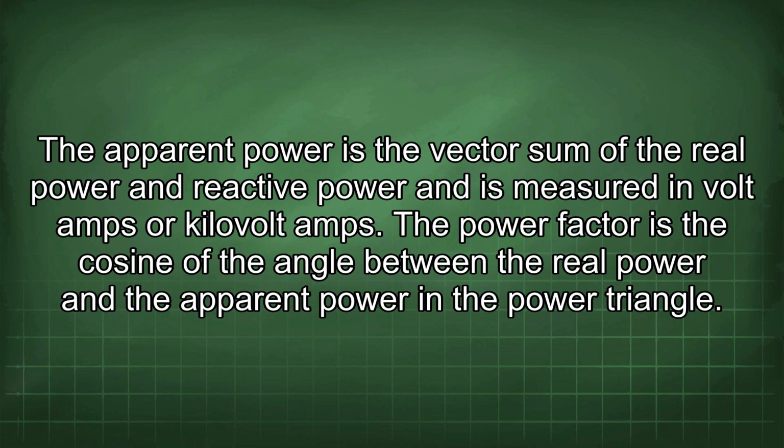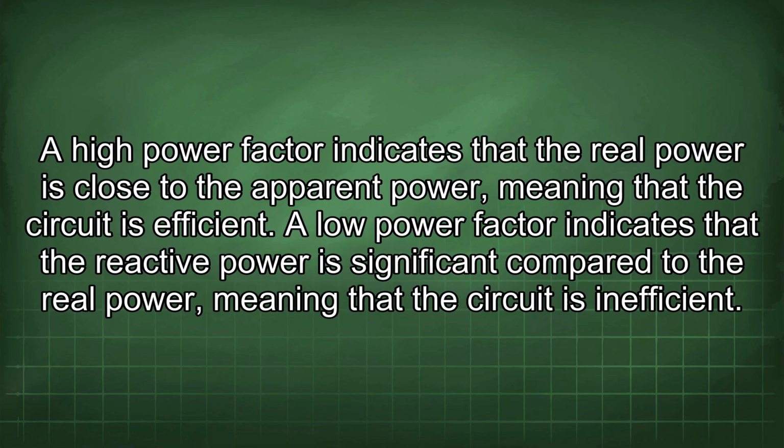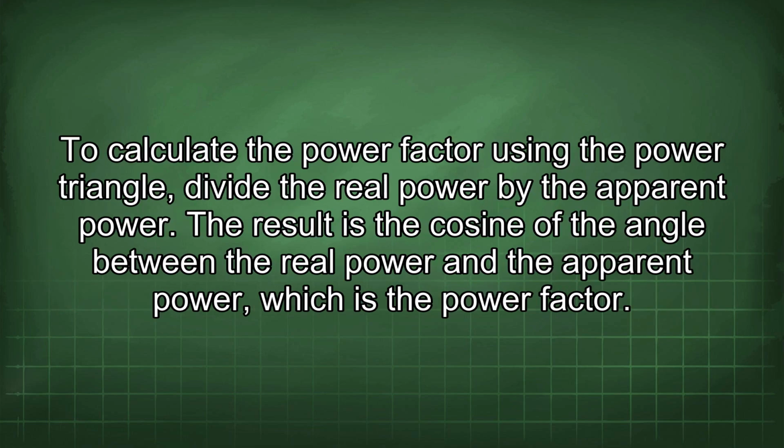The power factor is the cosine of the angle between the real power and the apparent power in the power triangle. A high power factor indicates that the real power is close to the apparent power, meaning that the circuit is efficient. A low power factor indicates that the reactive power is significant compared to the real power, meaning that the circuit is inefficient. To calculate the power factor using the power triangle, divide the real power by the apparent power. The result is the cosine of the angle between the real power and the apparent power, which is the power factor.